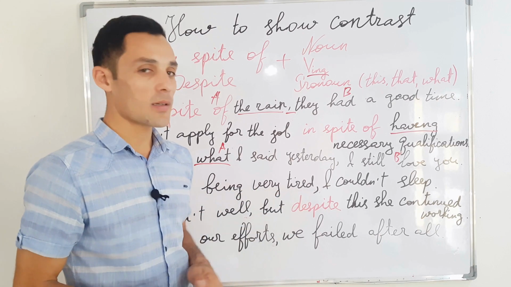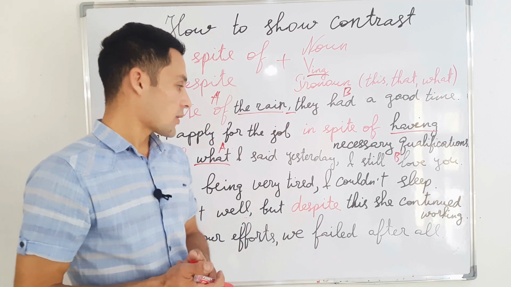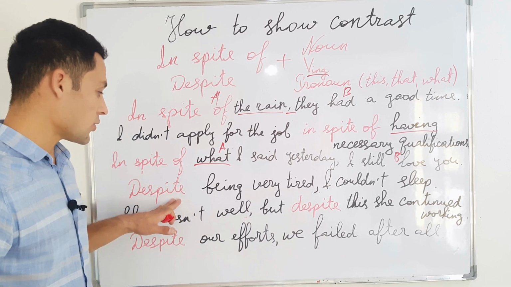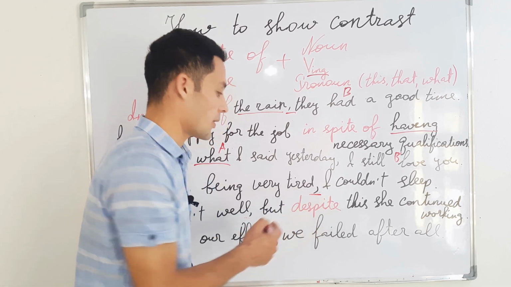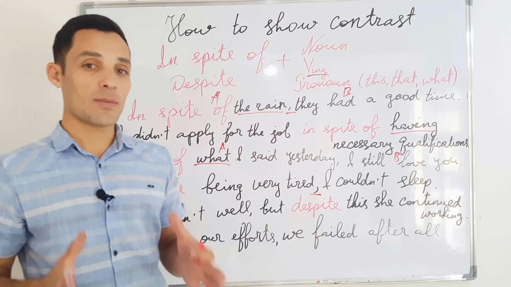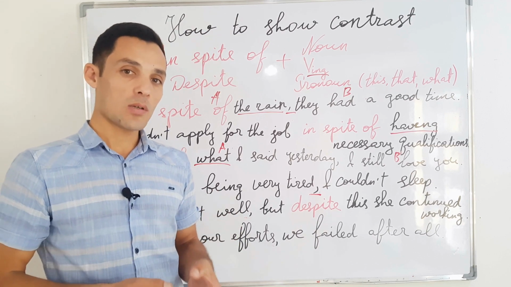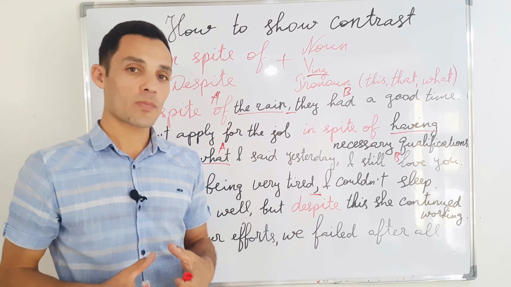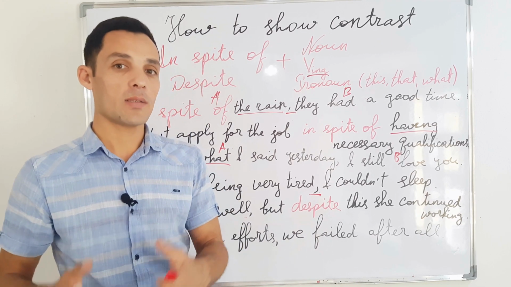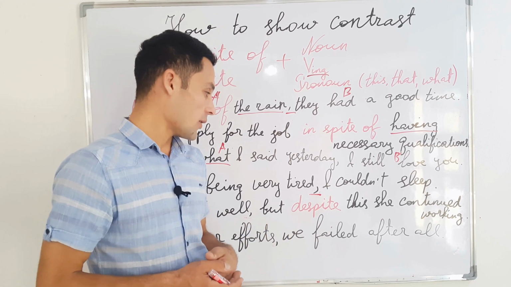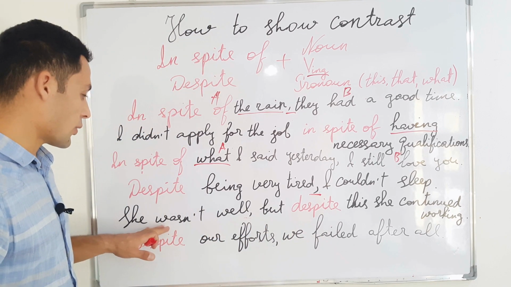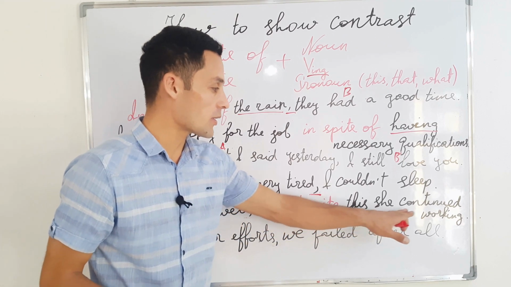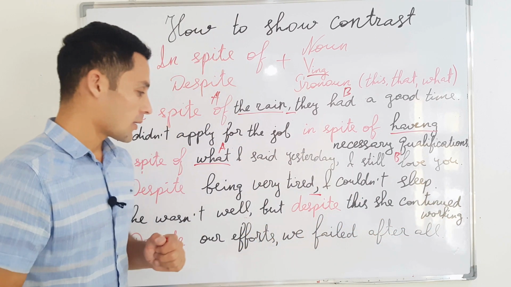"Despite being very tired, I couldn't sleep." As you can see, despite is being used in the first position, and we need a comma. The rule is simple. Although, even though, in spite of, and despite, all used in the first position, need a comma. Okay?